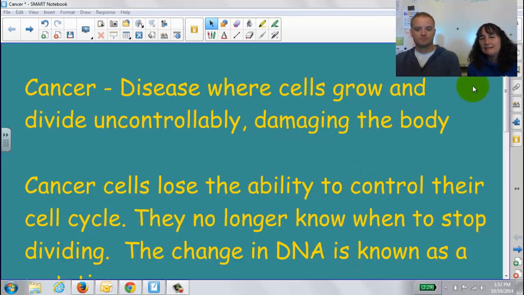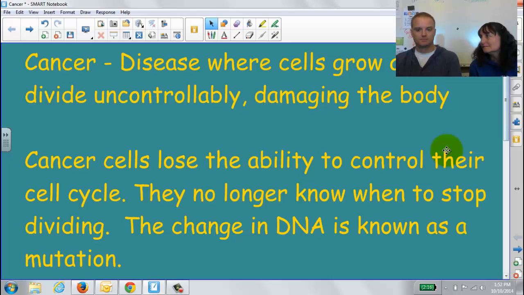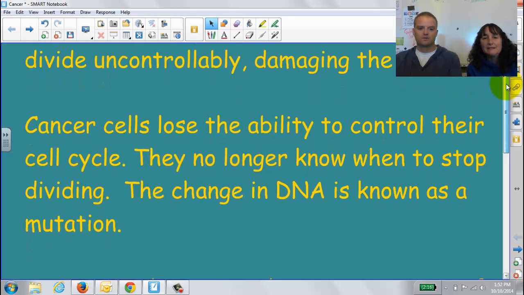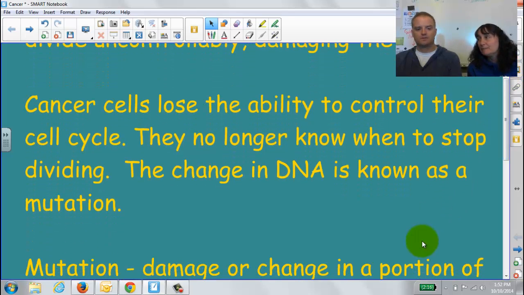So cancer is a disease where the cells grow and divide uncontrollably, damaging the body. It's like the cell cycle kind of goes crazy, and it can't figure out when to stop dividing. They aren't able to understand the signals that they get from other cells to tell them to quit dividing, and they don't understand the signals from their own nucleus to tell them when to stop. And the real problem is it's your own cells. It's your own body kind of turning against you, attacking itself. So the change in that DNA is known as a mutation.